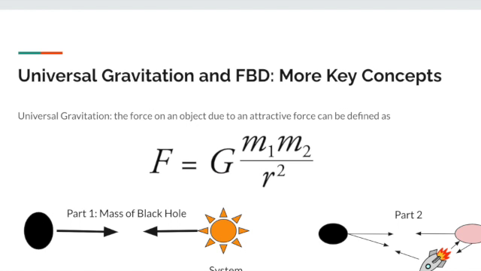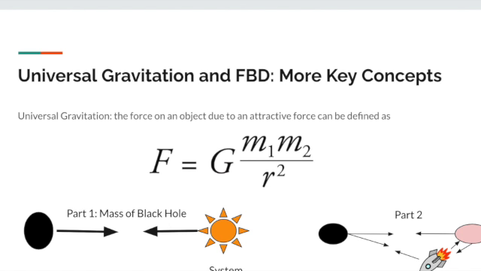Another key concept is universal gravitation, which is the force on an object due to an attractive force, which can be defined as F is equal to G times mass 1 times mass 2 divided by r squared, where r is the distance between the two objects.